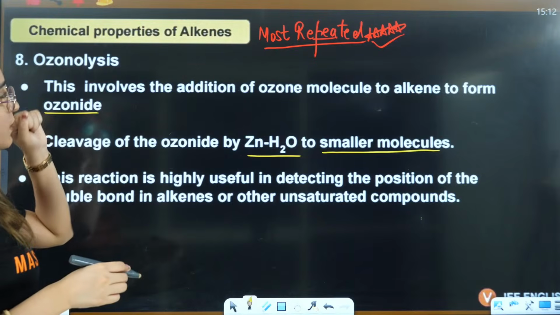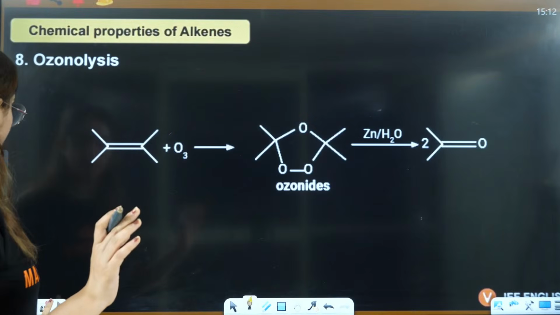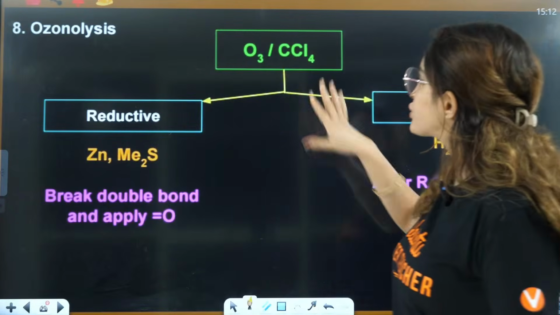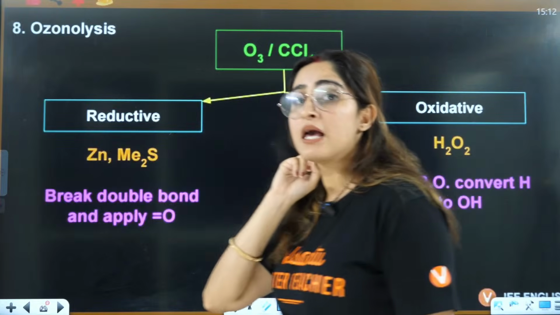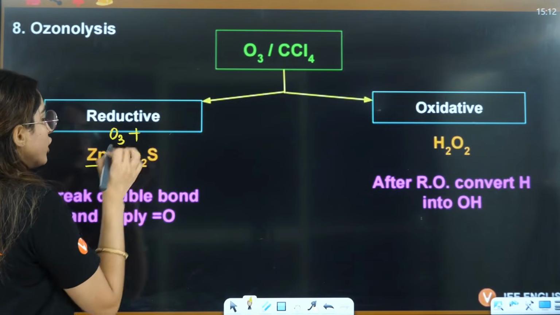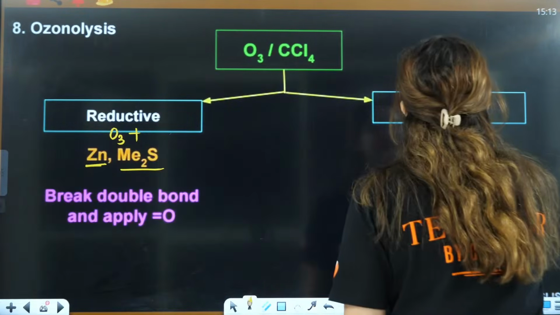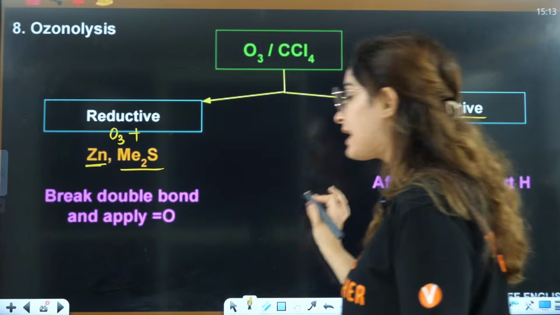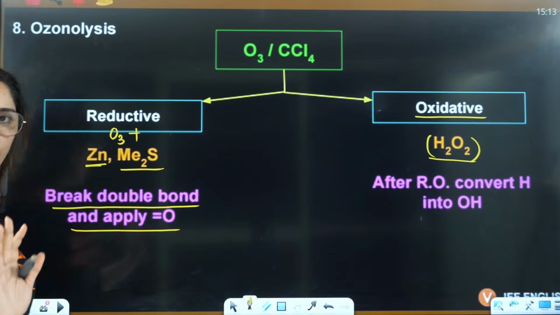So guys, let's talk about how it will be done. I'll give you a simple way of understanding this. There are two kinds of ozonolysis that take place. First is reductive ozonolysis, then there is oxidative ozonolysis, right? In reductive ozonolysis, in addition to O3, we use zinc or Me2S. For oxidative ozonolysis, we use H2O2. So what you do in reductive ozonolysis, you break the double bond, apply double bond O, right?